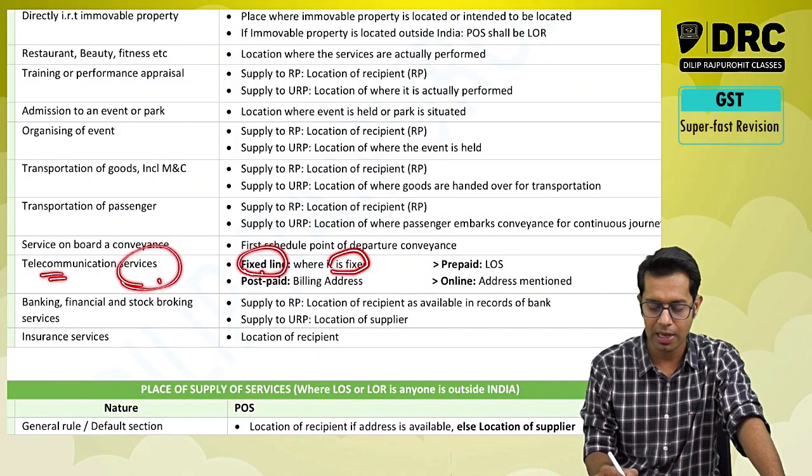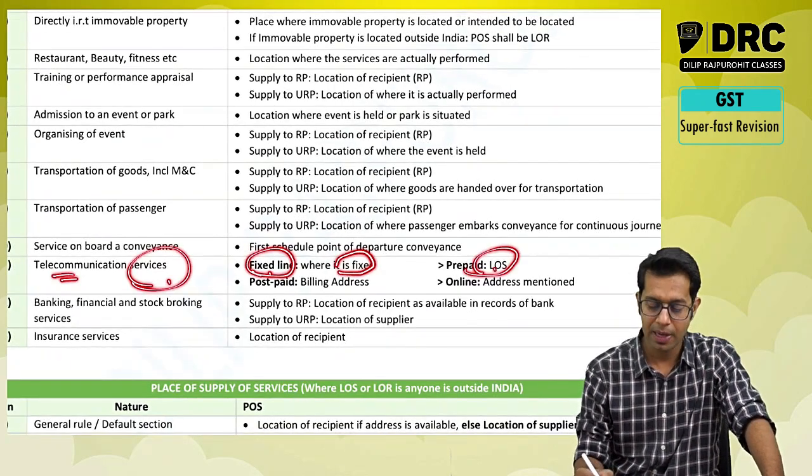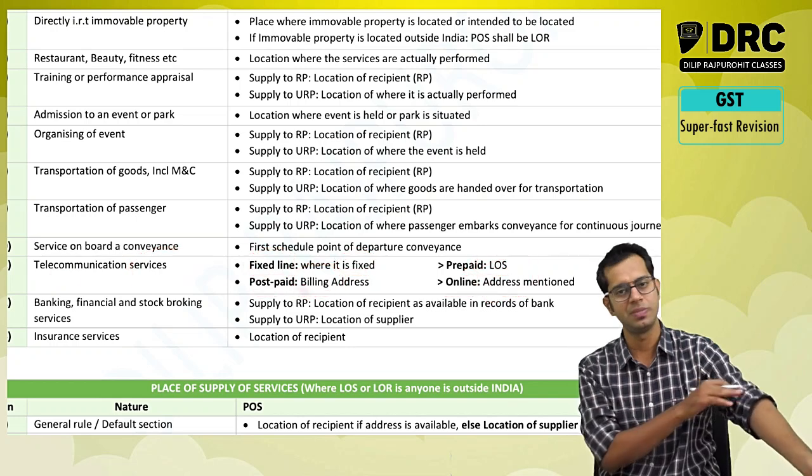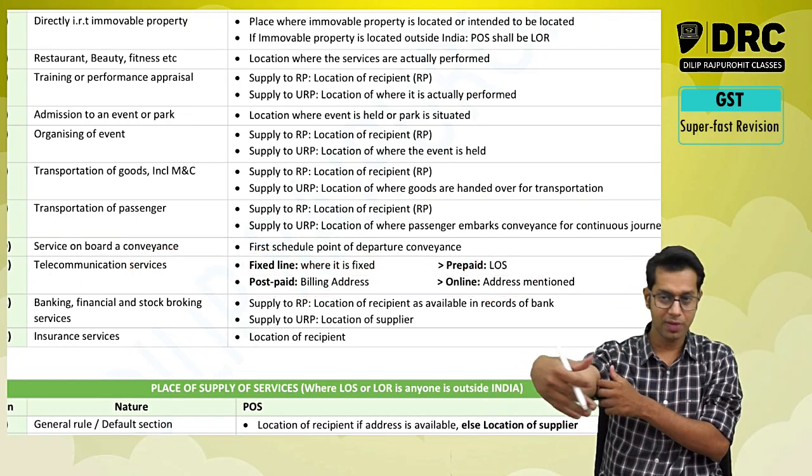if it is fixed line, location where it is fixed. If it is prepaid, location of supplier. If it is postpaid, billing address. And in case of online, the address which is mentioned by you, that will be taken as place of supply.